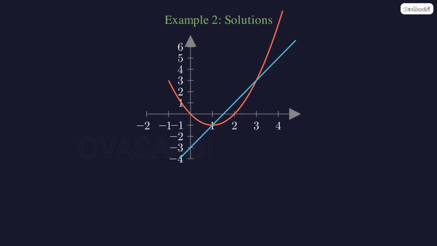The graphs cross at (1, -1) and (3, 3). Always read both x and y from the graph. These are your two solution pairs. Write them clearly for full marks.